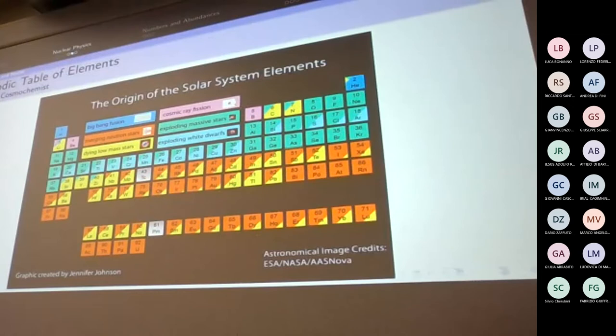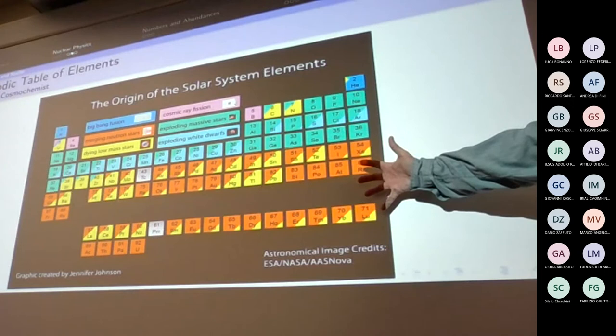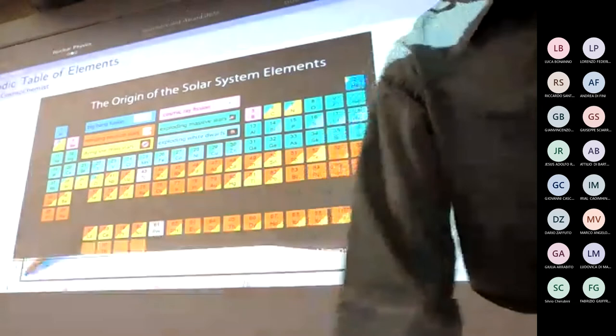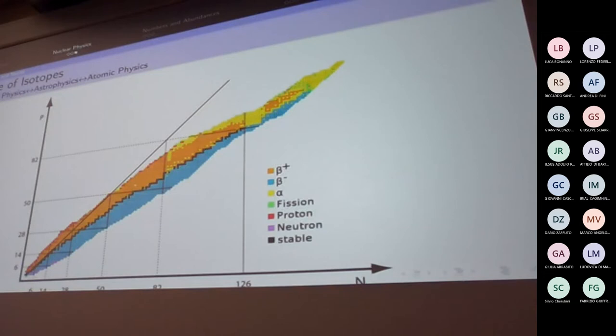So the table of the elements is pretty good if you're a chemist. If you like nuclear physics like me, you need to take this one step further. You need to really expand this into another dimension. And so in nuclear physics, we use something like this. Table of the isotopes. Who knows what this is? Who's seen this? Who can explain it? Yes.